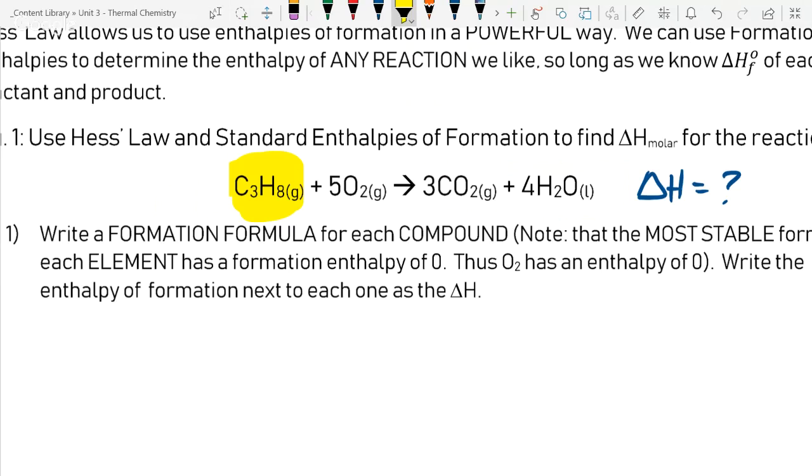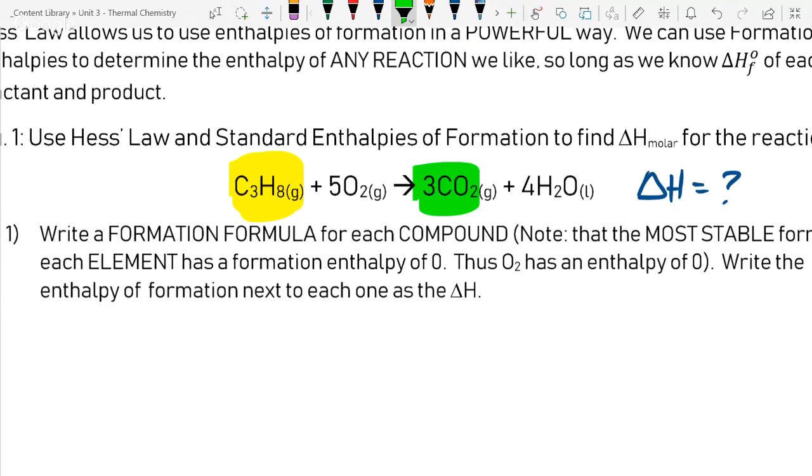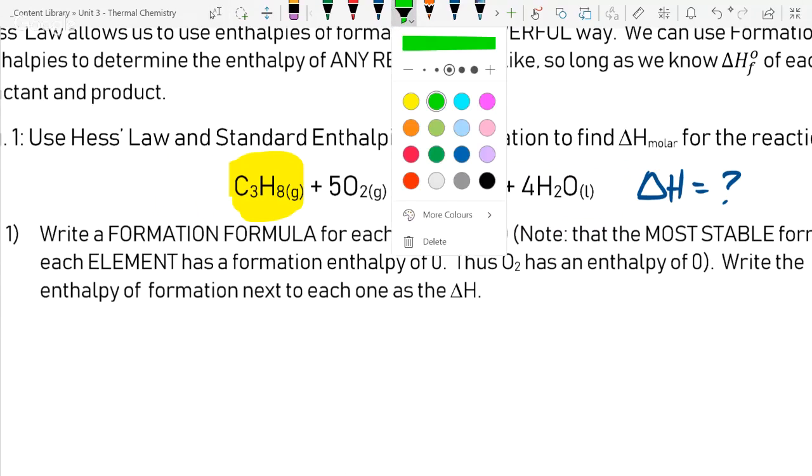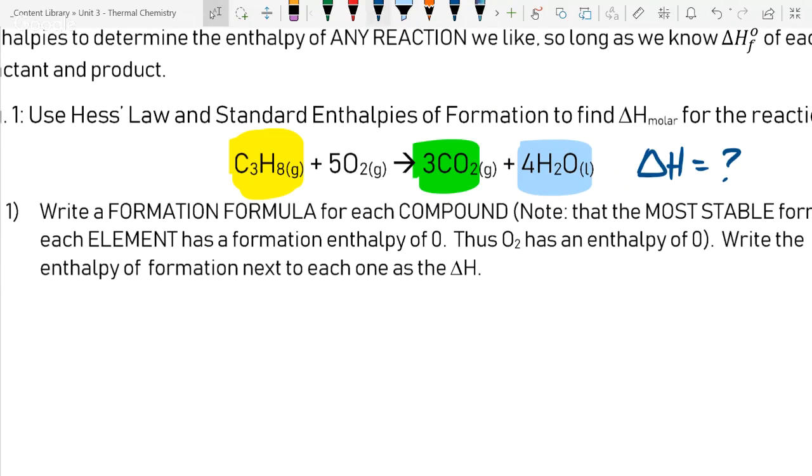What about carbon dioxide? Yeah, it's made of carbon and oxygen, right? What about water? Yeah, it's made of hydrogen and oxygen. So how many reactions are we going to have to combine to get this? 3. Okay, so let's take a minute and do that.